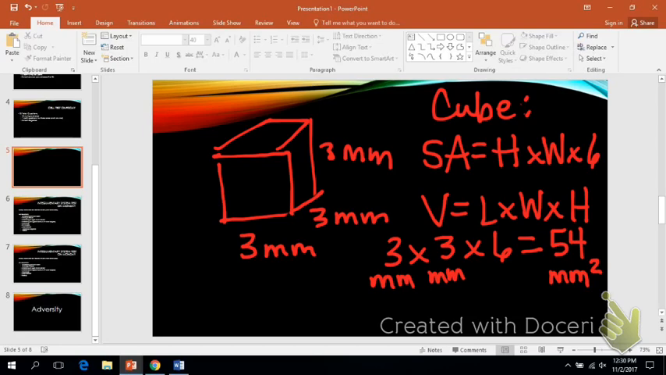All right, what about for volume? You've got 3 times 3 times 3. So what would that be? 27. What's our unit? Millimeters cubed.